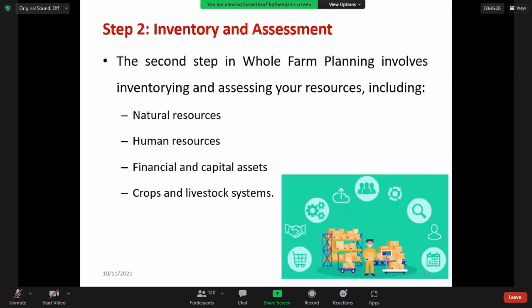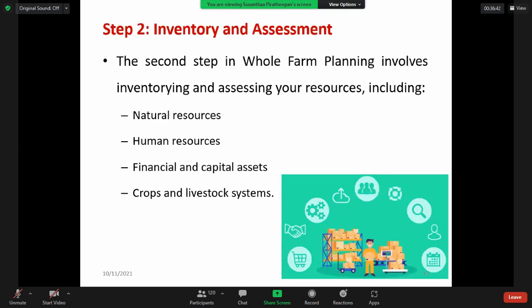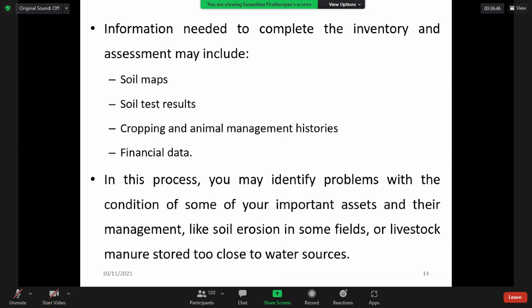So we have 4 major resources and we have the information. Using this information, we can find the different problems, weaknesses and strengths regarding our own resources. These are the things we usually consider in step 2.